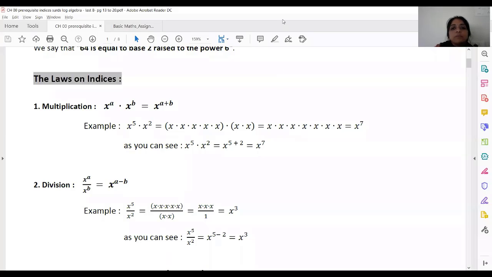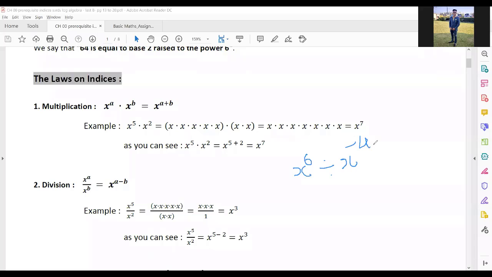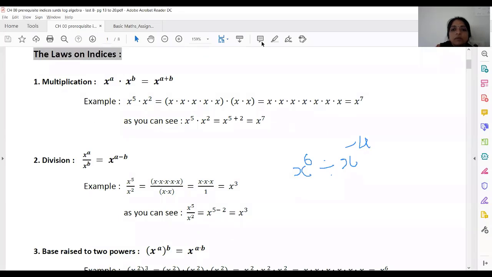Now tell me, x raised to 6 divided by x raised to minus 4, what is the answer? x raised to 10, yes, because here minus minus is plus, so x raised to 10, right?